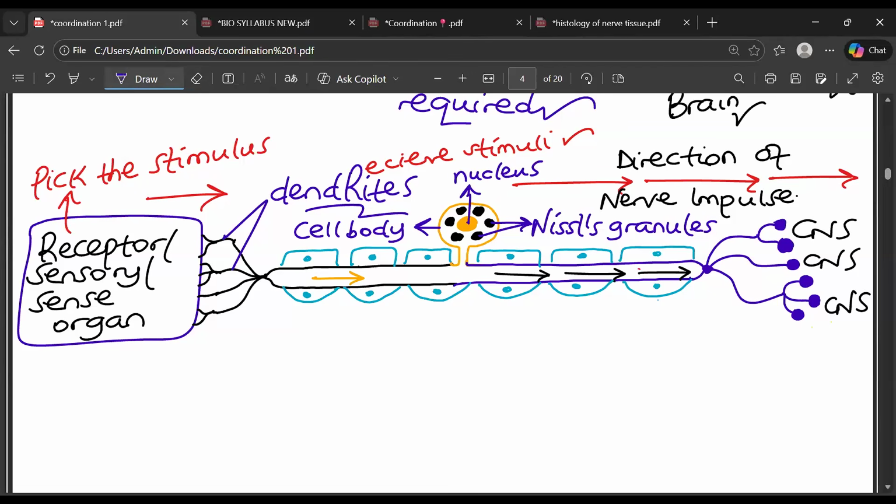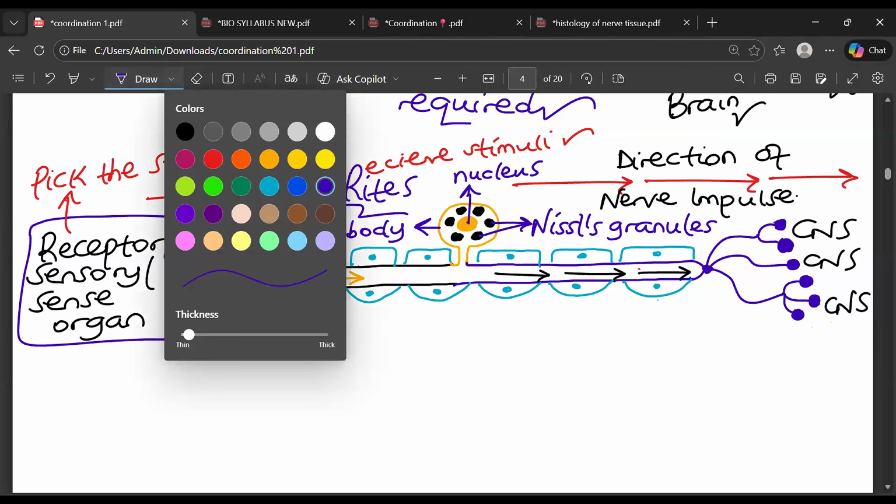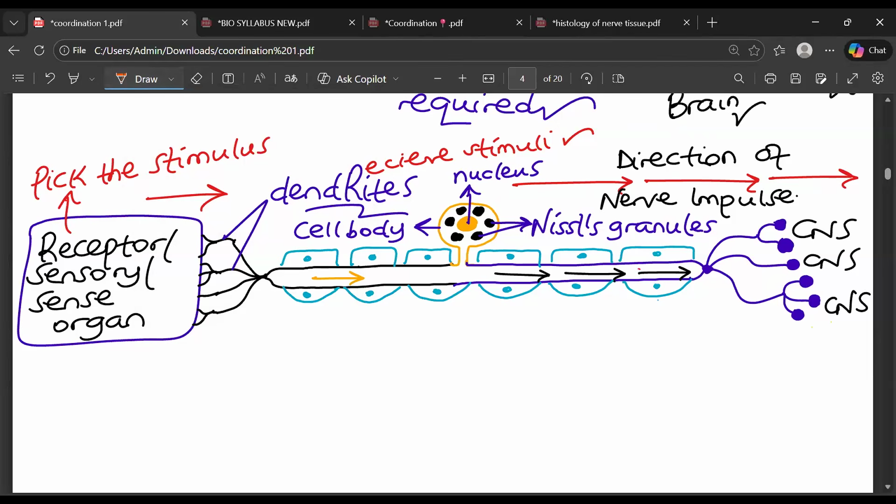Now guess what? I want you to look at this thing. Be careful here. Are you seeing this? The one that transmits from the receptor organ to the cell body. Then there's also this one, the one that transmits from the cell body finally to the CNS. The two things that usually disturb people are basically axon and dendrites.